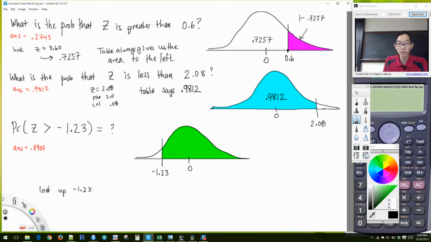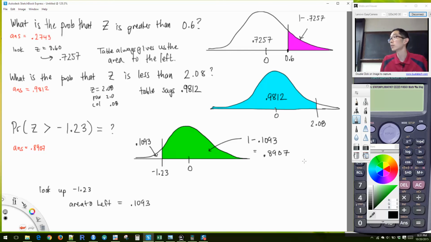So I look up negative 1.23. So I go to the row negative 1.2 and the column 0.03. And what do I get? I get 0.1093. Okay? So the area to the left is equal to 0.1093. Again, the table always gives me the area to the left, which is not the answer I want. I want the area to the right. So I do 1 minus 0.1093, and that answer is 0.8907.